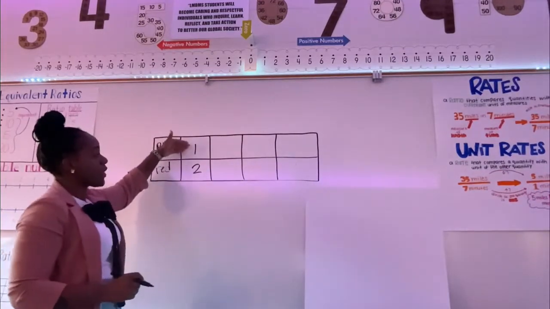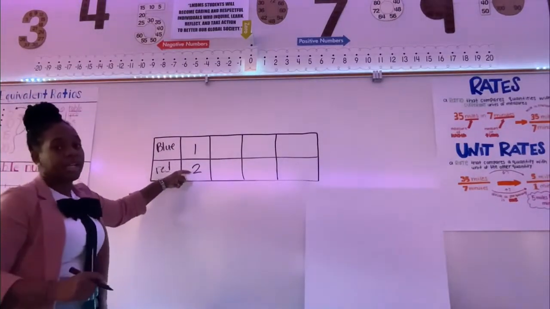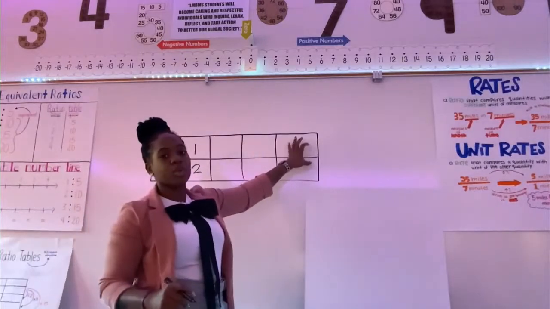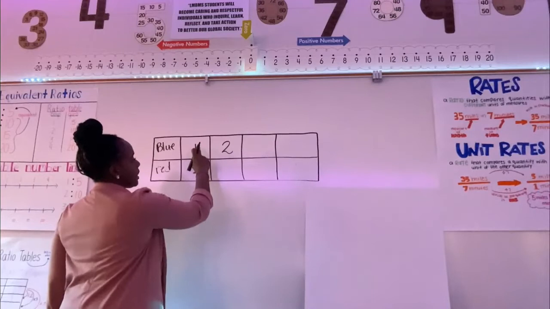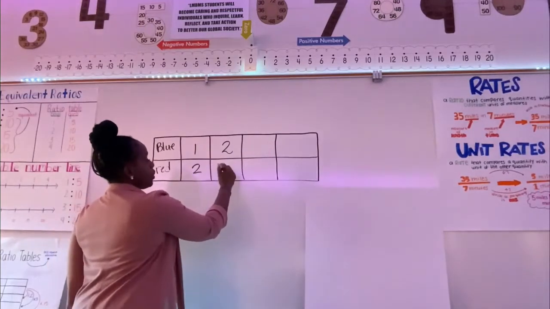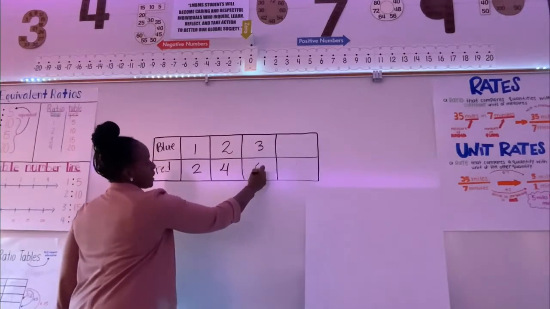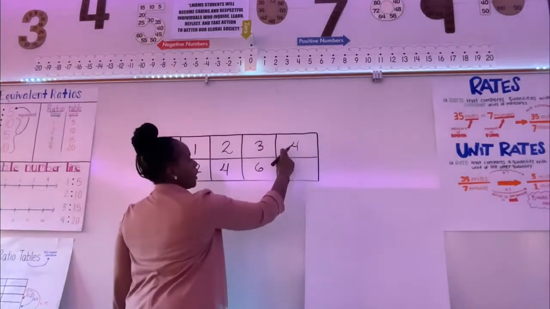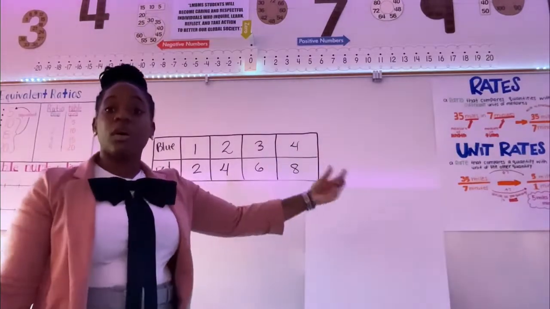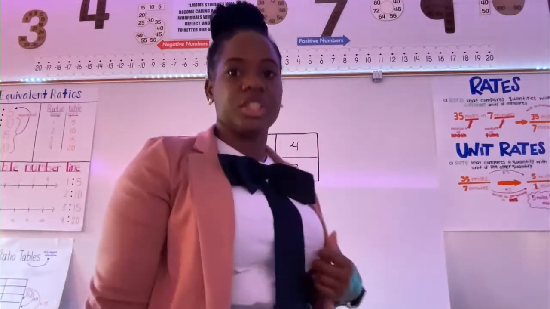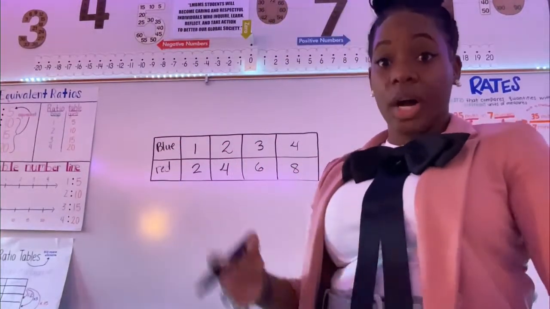What am I doing to the first number here to get to the second number? I'm multiplying 1 by 2 in order to get that. So all the way through, we're going to keep the same consistency. So if I use the next number, which is 2, I'm going to say 2 times 2, which is 4. Then we're going to use 3. 3 times 2, which is 6. Then we're going to use 4. 4 times 2, which is 8. And this can continue to go on. These are all equivalent ratios because they all have the same value. They have a value of 1 to 2.